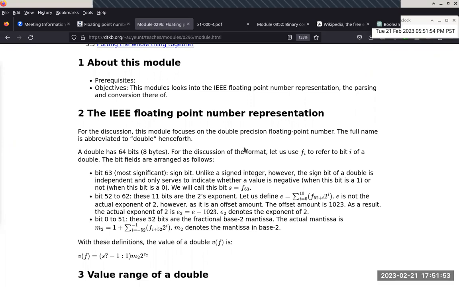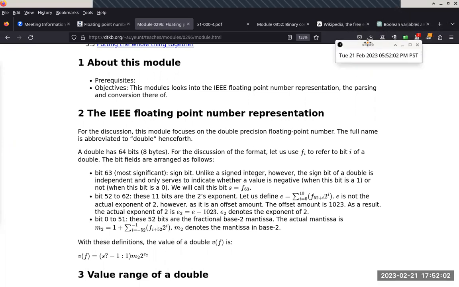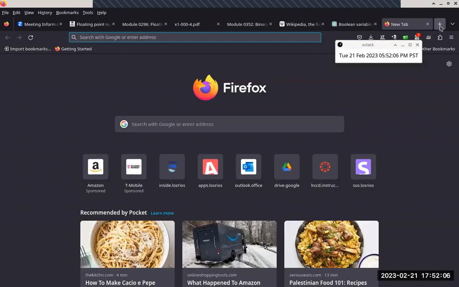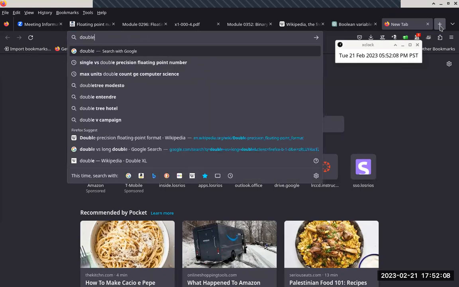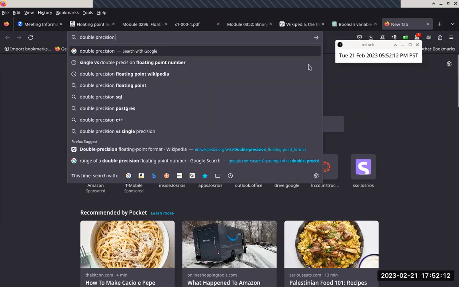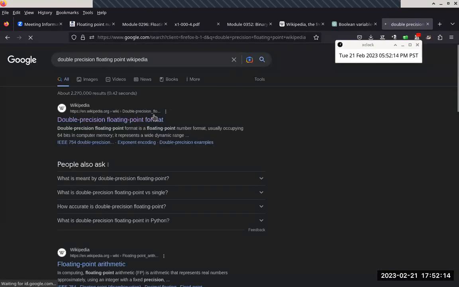All right. So for those of you who are more visual and like to look at pictures and stuff like that, I cannot blame you. Pictures, yes, with colors too. So you look up on Wikipedia. In fact, you can just look up double precision floating point number. Okay, there we go in Wikipedia.